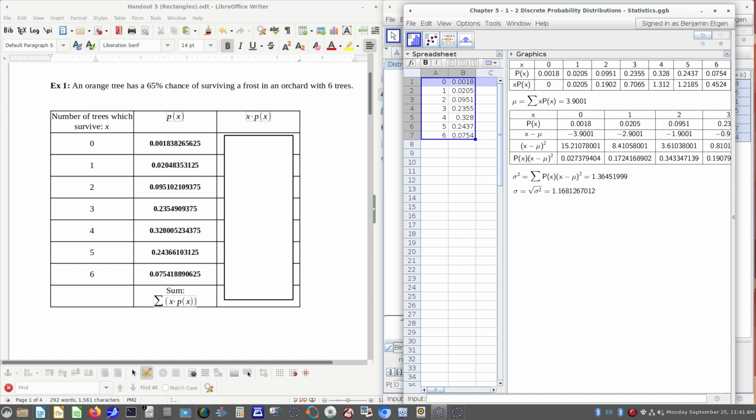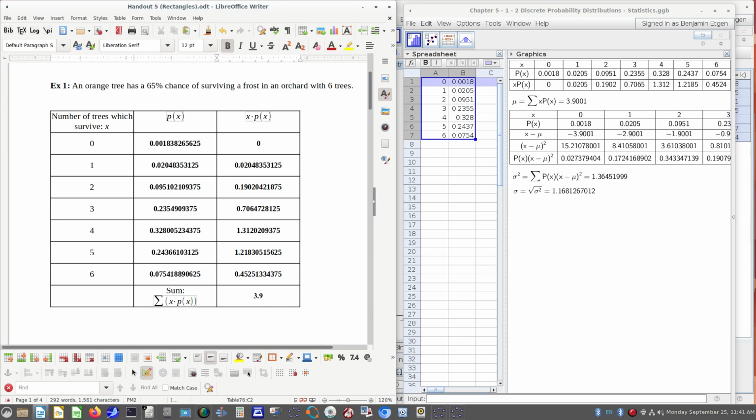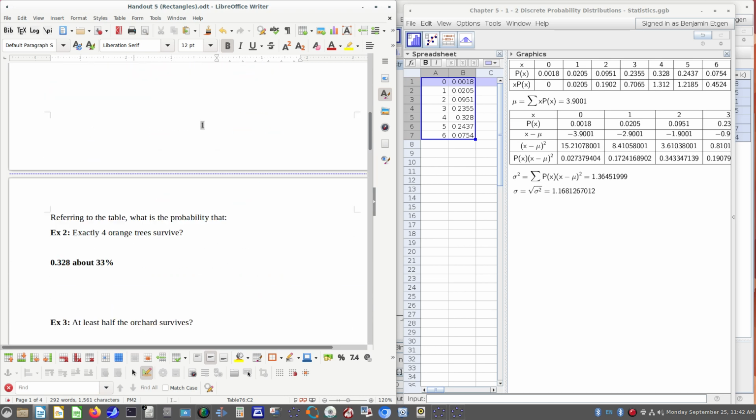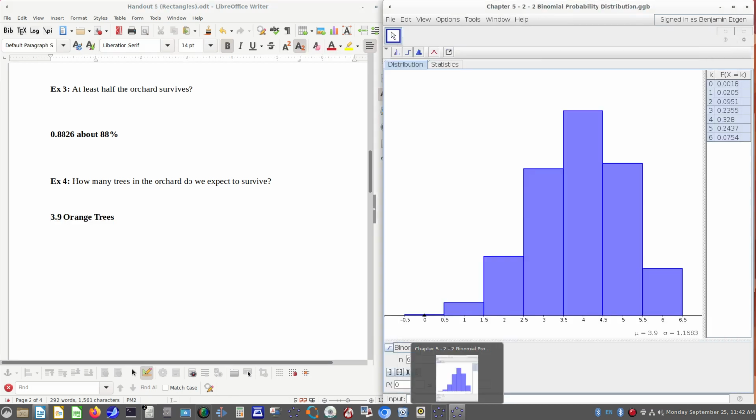So that's what you get when you add up all of the x times p of x's. So here's our x times p of x row, and you can see that that's been recopied as a column, and then there's our sum. So that answers the question, how many trees do we expect to survive? Now, I do want to point out that we already have this information in the bottom right-hand corner of our probability distribution. Mu is 3.9.